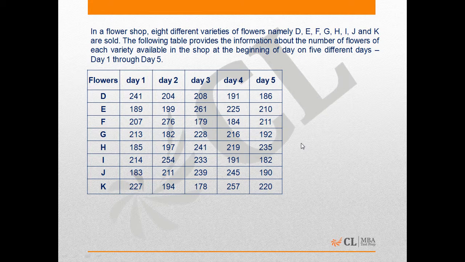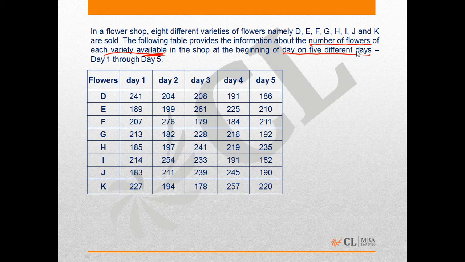Okay. If you read the question, it says in a flower shop, 8 different varieties of flower, namely D, E, F, G, H, I, J, K, are sold. The following table provides the information about the number of flowers of each variety available in the shop at the beginning of 5 different days: day 1, day 2, day 3, day 4, day 5.